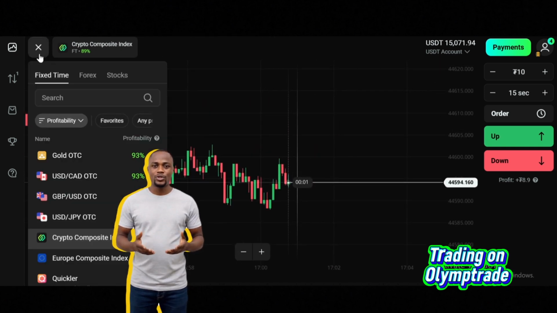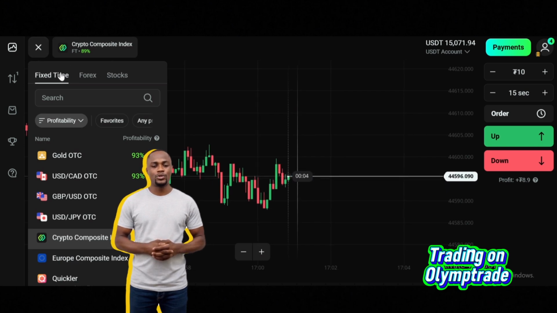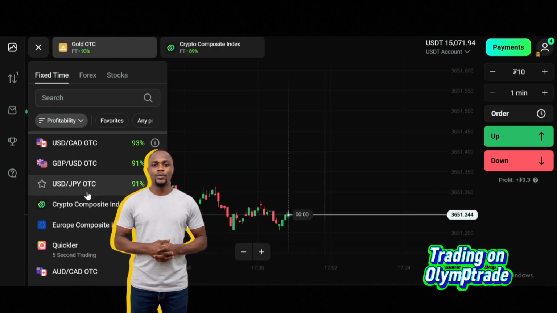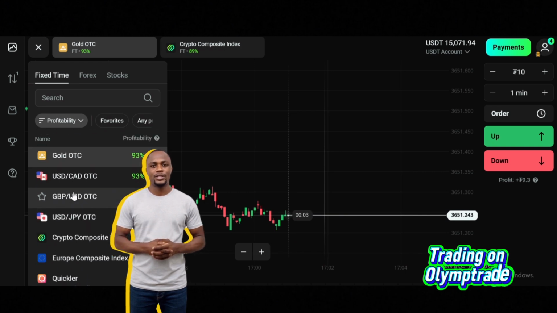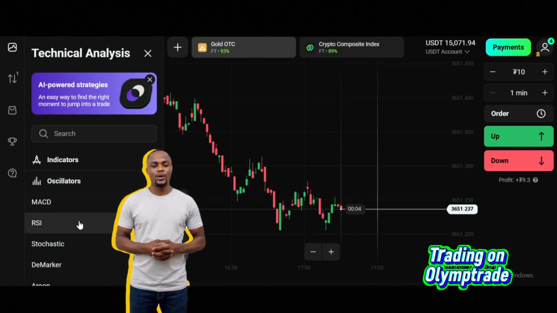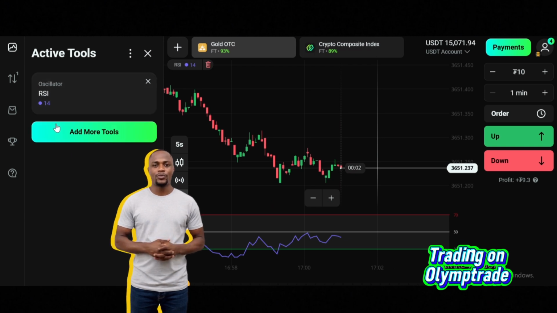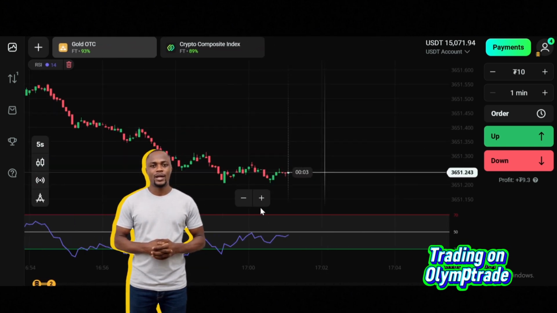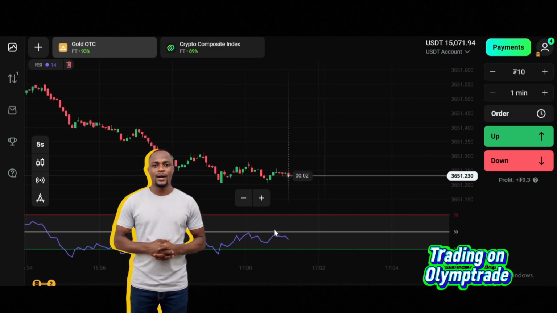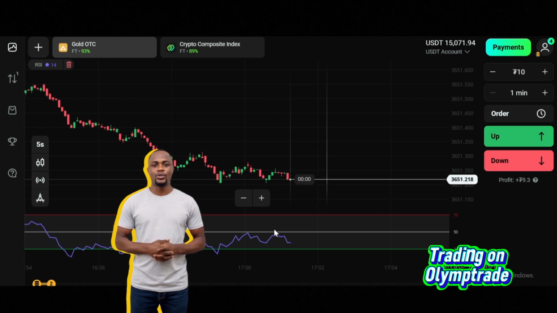1. Log into your Olymptrade account. 2. Switch to fixed time trading mode. 3. Choose your asset, for example, EUR/USD, gold, or oil. 4. Open the Indicators tab. 5. Select RSI and keep the default period at 14. This is the most widely used setting. You'll now see a separate line graph below your chart that moves between 0 and 100. That's your RSI indicator. Here's how you can apply RSI signals in fixed time trading.